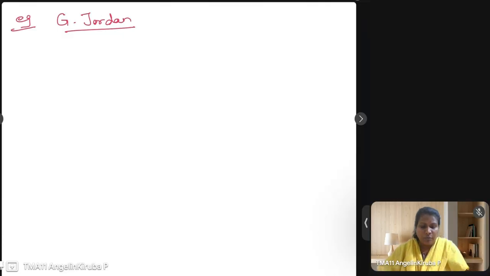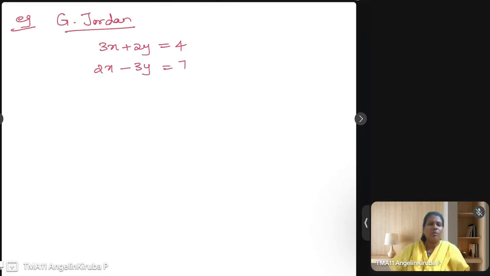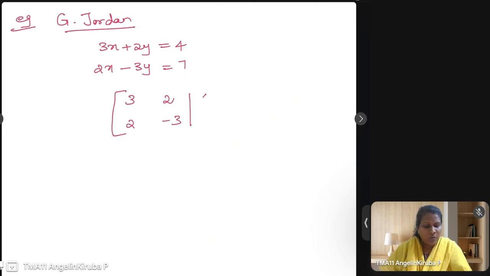Gauss-Jordan. So for Gauss-Jordan, let us consider the equations 3x plus 2y equals 4, 2x minus 3y equals 7. So this is two equations with two unknowns, right? So first we'll write this in matrix form. 3, 2, 2, minus 3, 4 and 7, right?